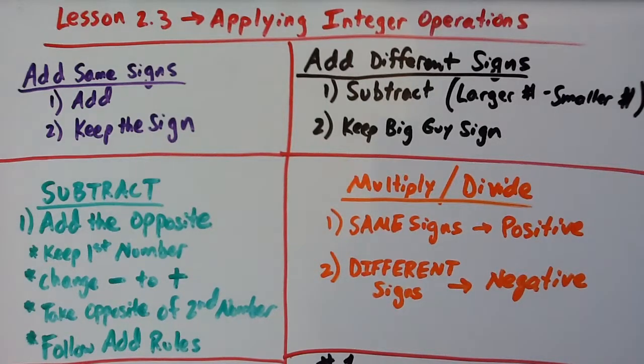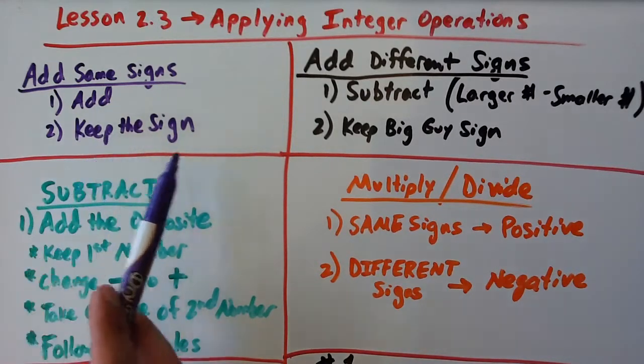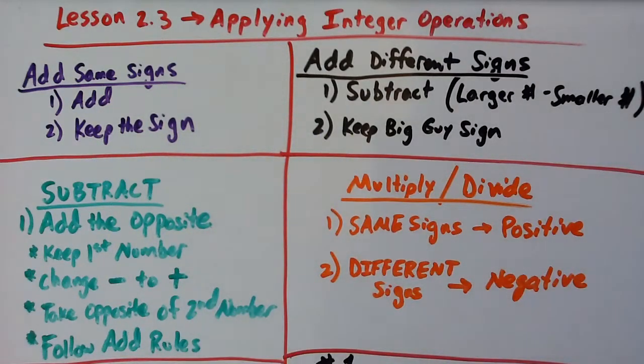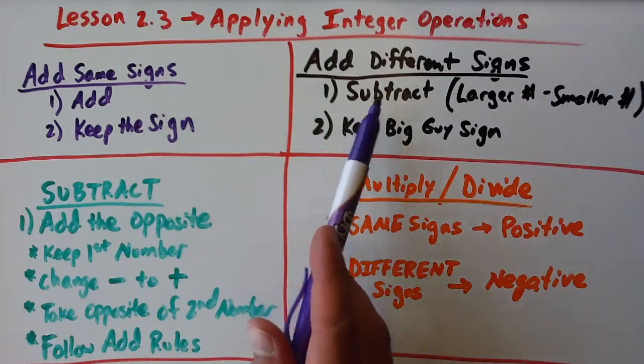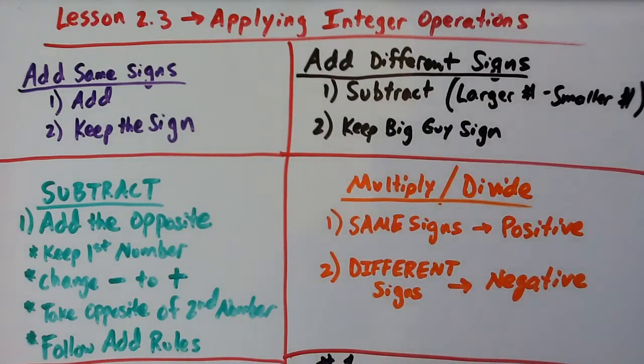Let's review the integer operation rules. Remember, if we're adding integers with the same sign, we add and keep the sign. If we're adding integers with different signs, we subtract, always the larger number minus the smaller number, and we keep the big guy sign, or the integer that has the greater absolute value, or the integer that's furthest away from 0.